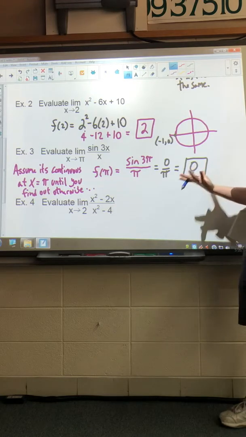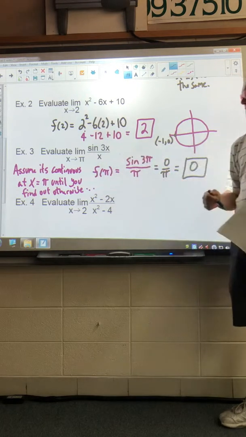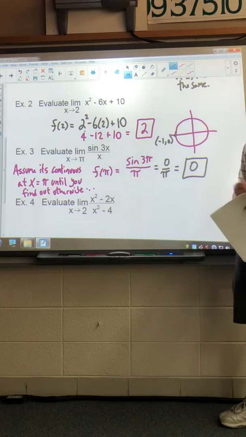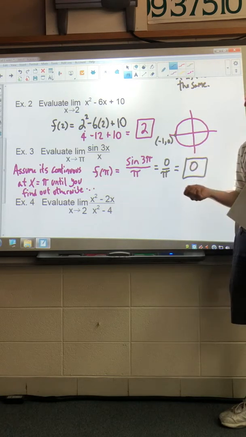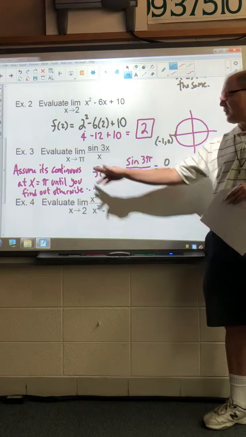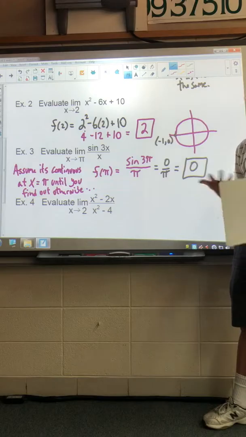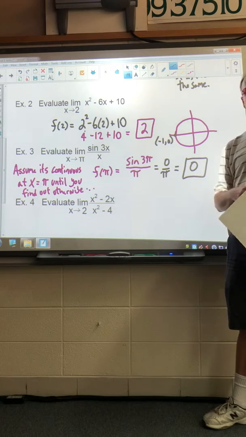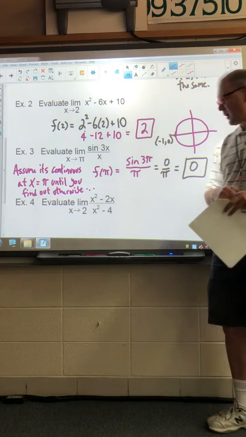Okay, so even though we're not really familiar with that function, I mean, we could graph it and kind of look at the graph, but just trying to plug in the value that x is approaching. If it's continuous, then that's all you got to do. Okay?